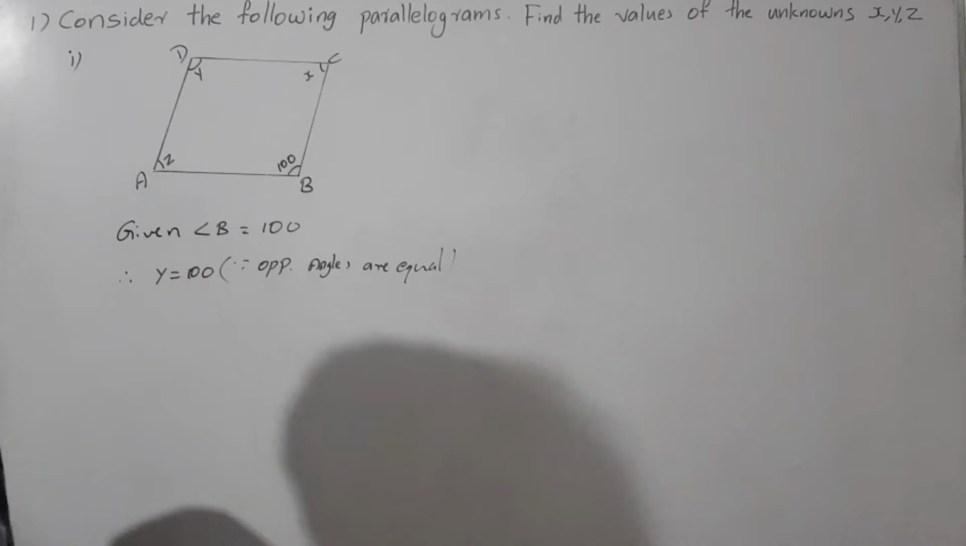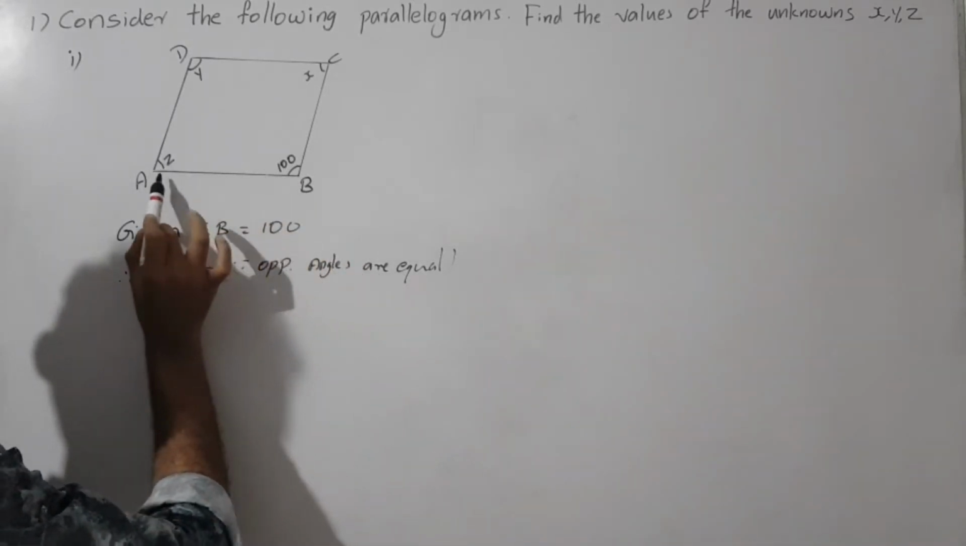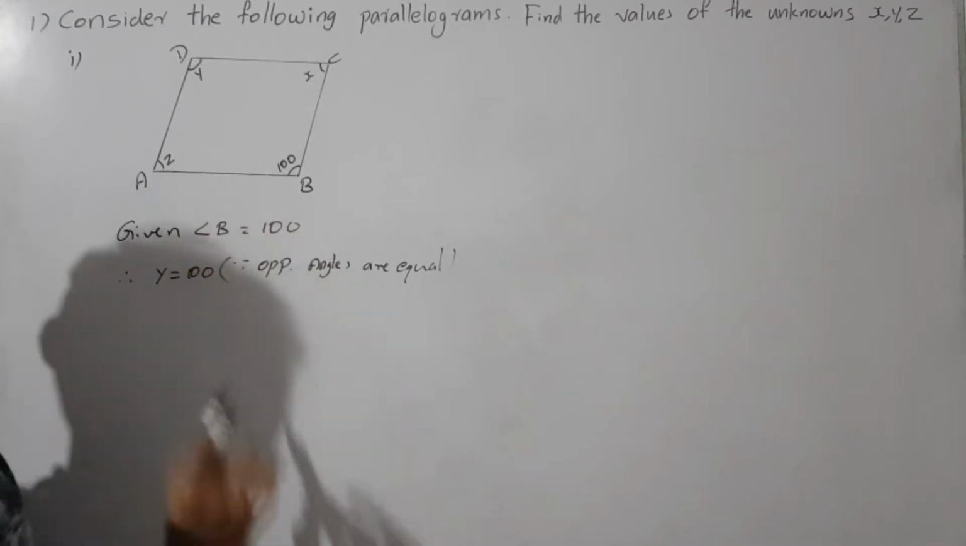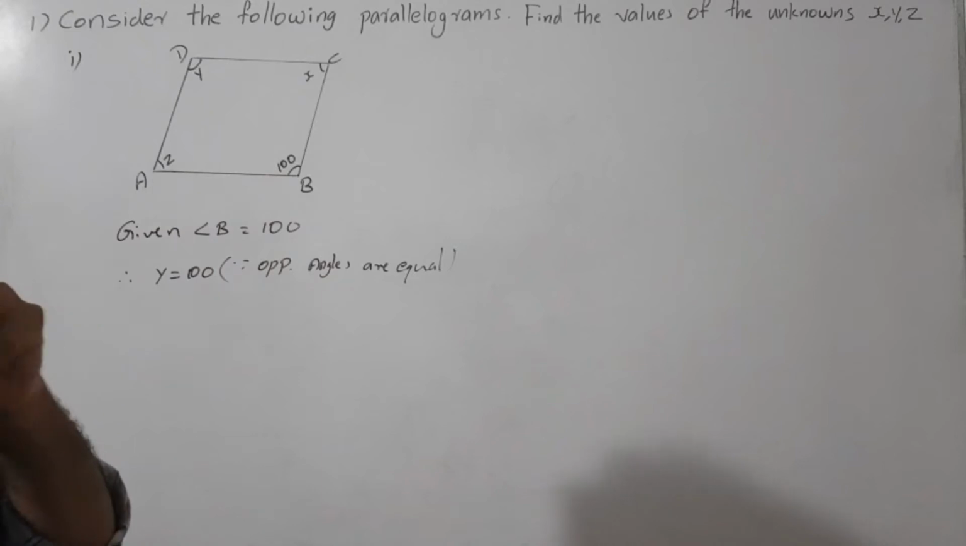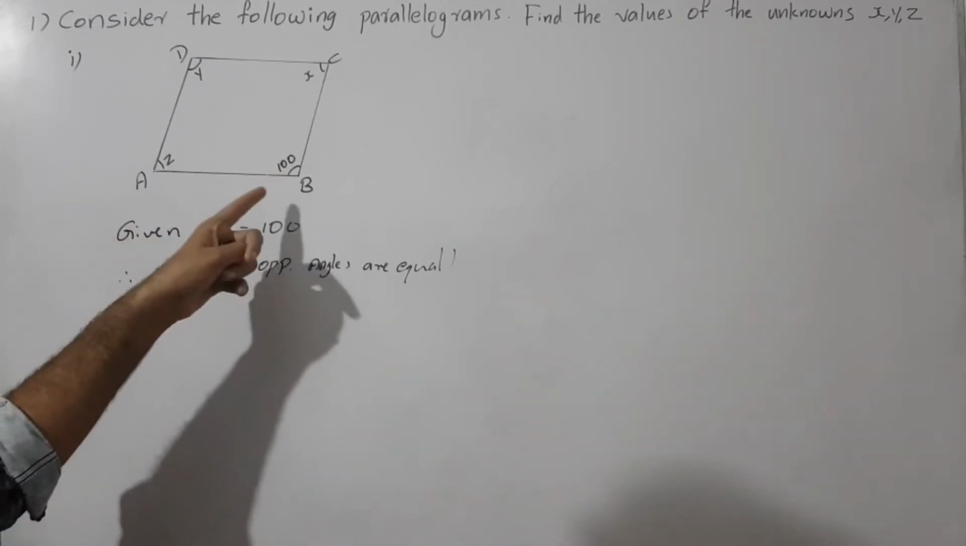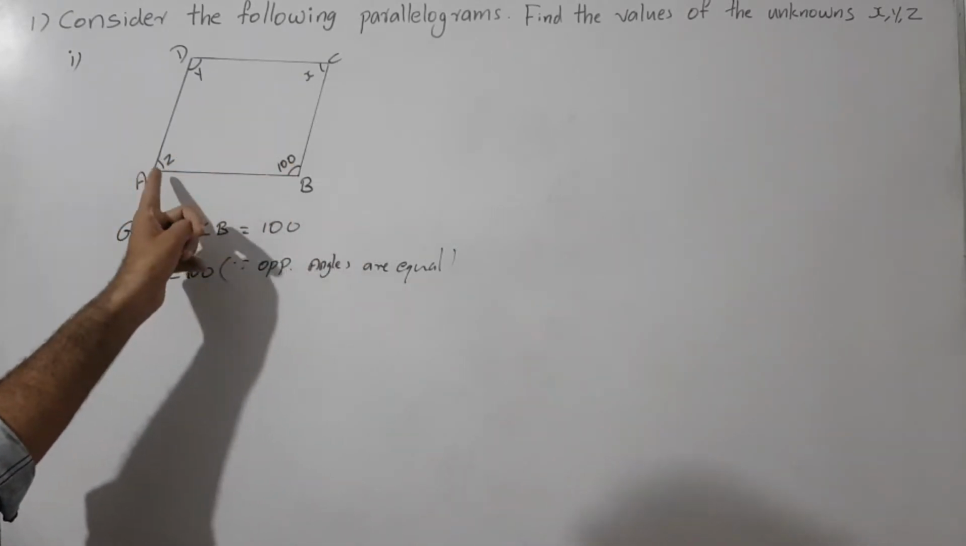What is the relation between z and 100? Yes, z and 100 are at either end of the side AB, correct? Which angles are at the two ends of the side AB?